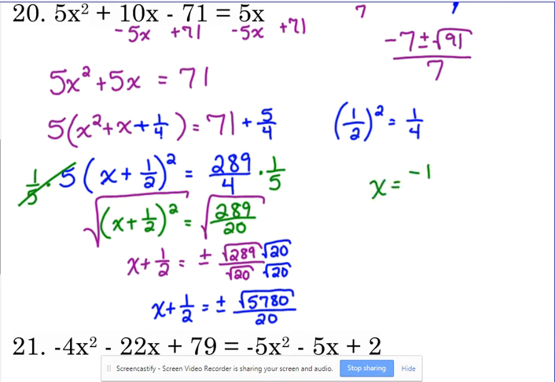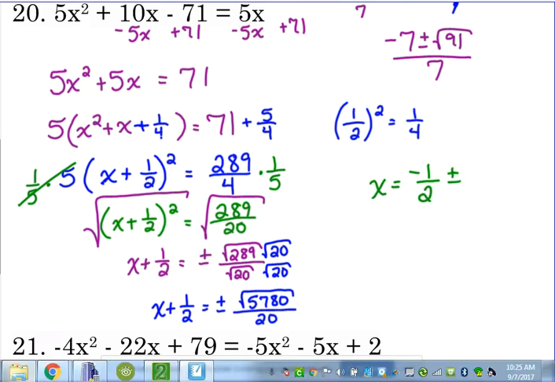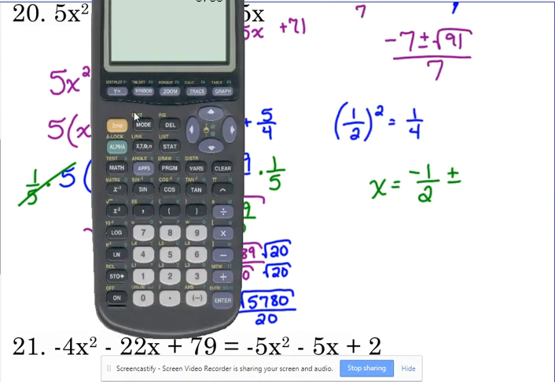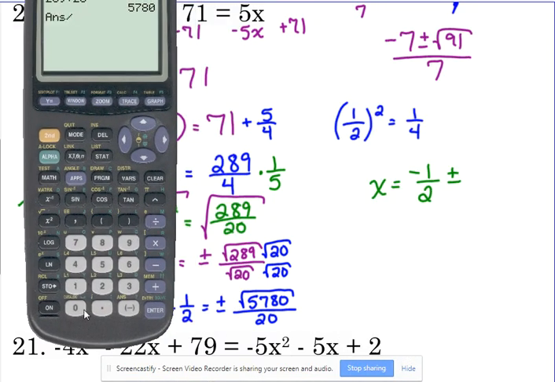All right, I'm going to go ahead and move the 1/2 over. So that's minus 1/2 plus or minus. Let's look at simplifying 5,780. Let's see here. Whoops. It's not divisible by 100. Let's see if it's divisible by... It's not going to be 25, is it? Nope. 49. Nope. 64. I'm looking for a big one here since it's such a big number. 81. No, I doubt it. Nope.